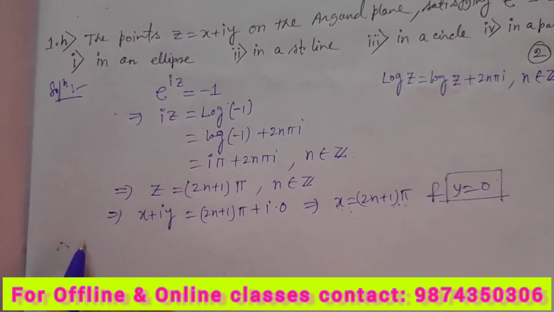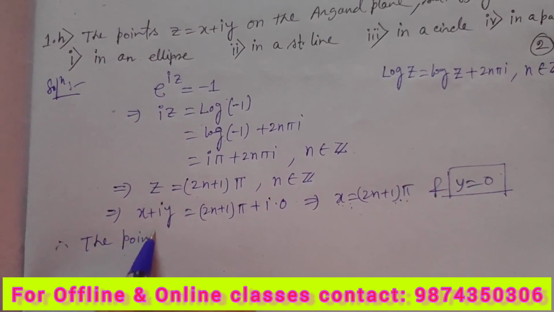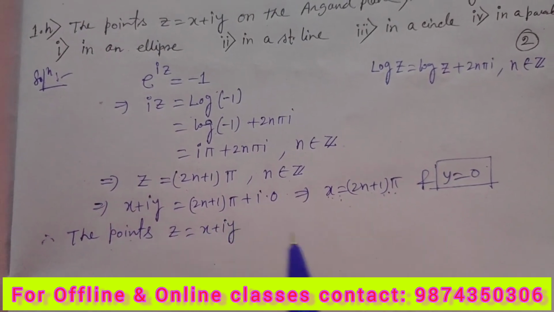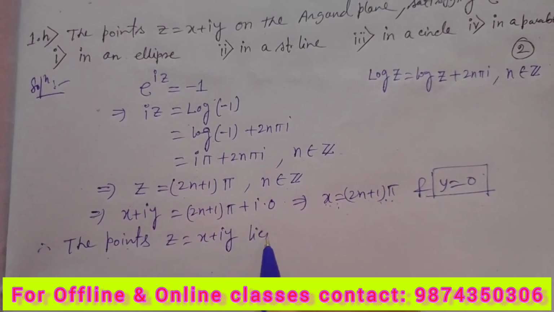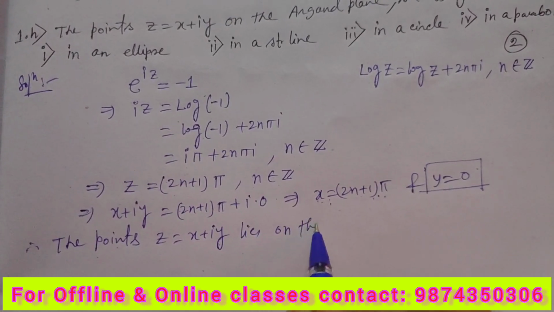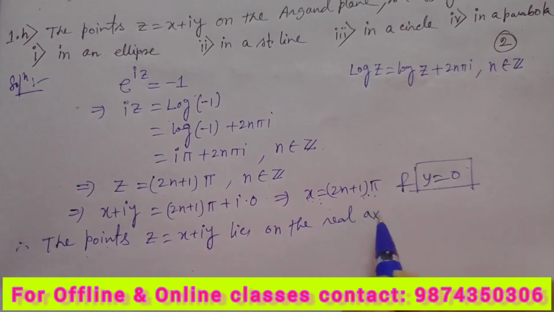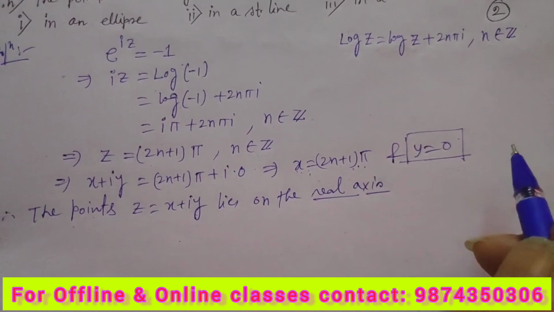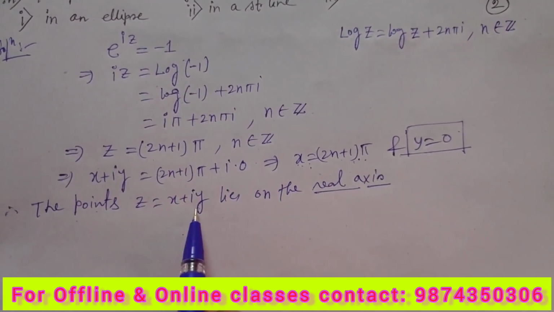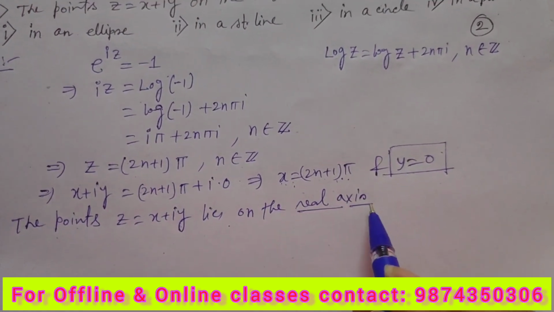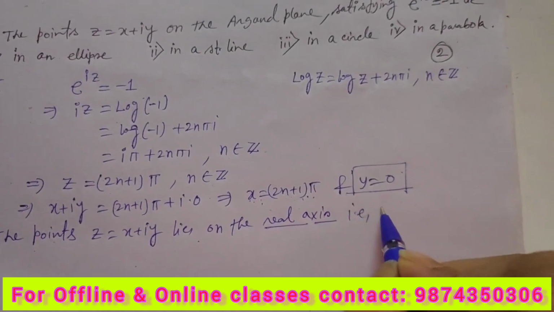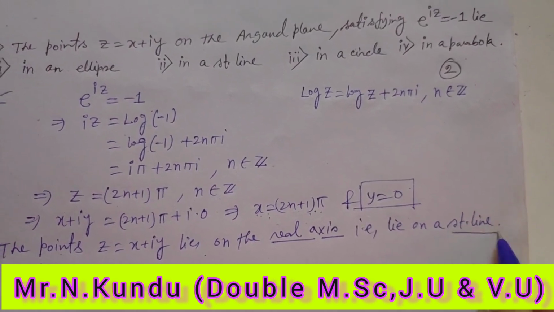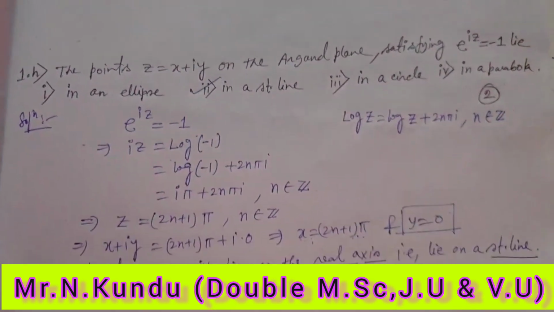So therefore the point z equals x plus iy lies on the real axis, because y equals 0 is the equation of the real axis. So the point lies on a straight line. So option 2 is correct here.